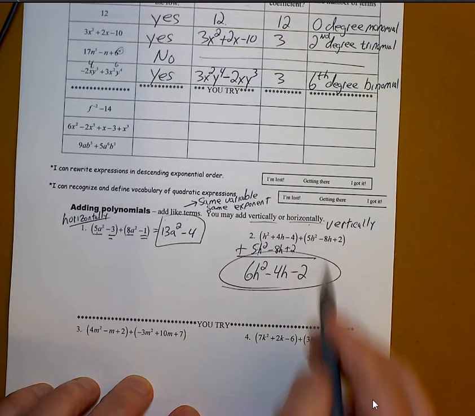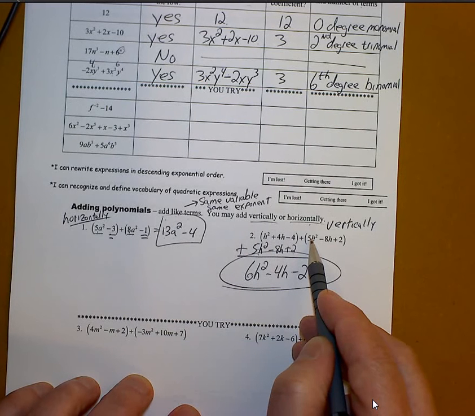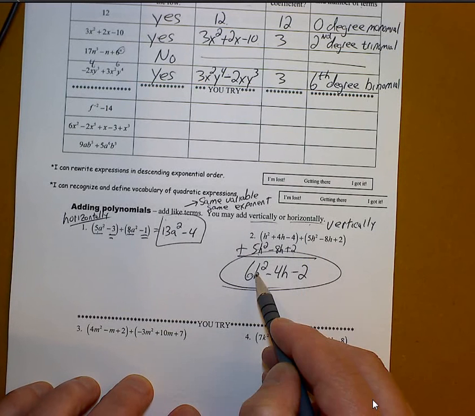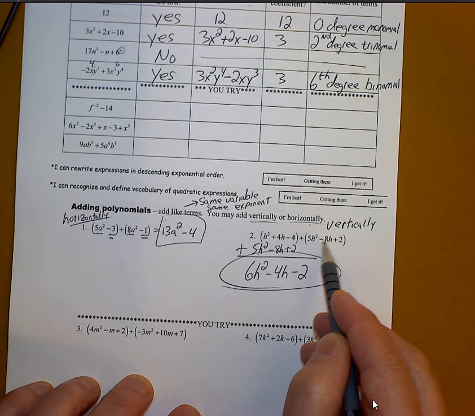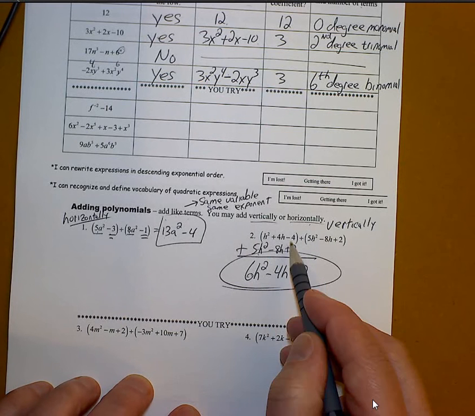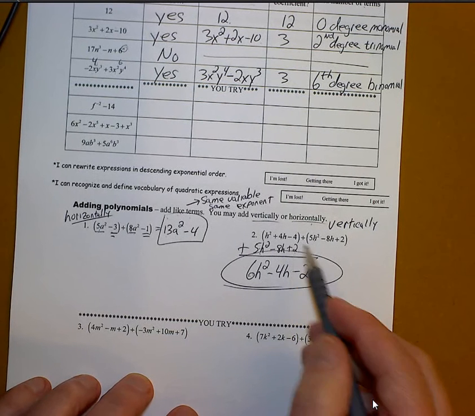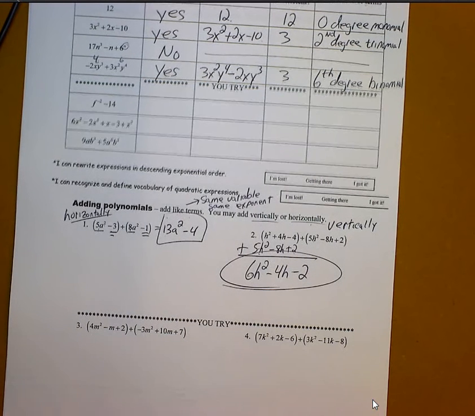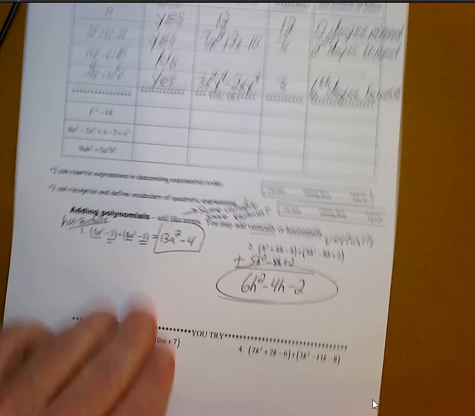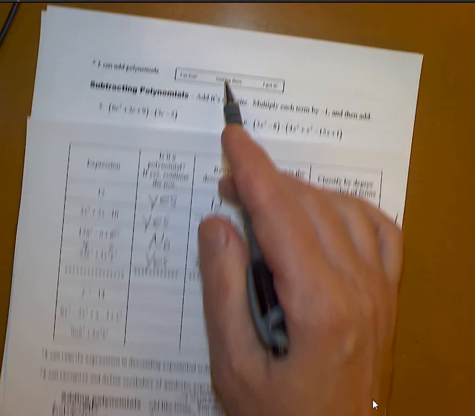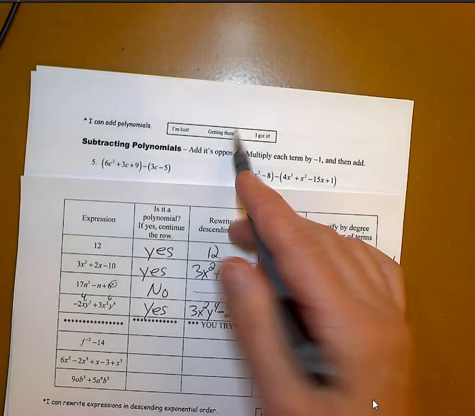Could you have done it vertically? Yes. H squared plus 5h squared, 6h squared, 4h plus negative 8h is negative 4. This one sometimes is organized a little better, and it's going to help us out when we subtract. So, you guys try these, and then on the next page, come back and shade where you're at.